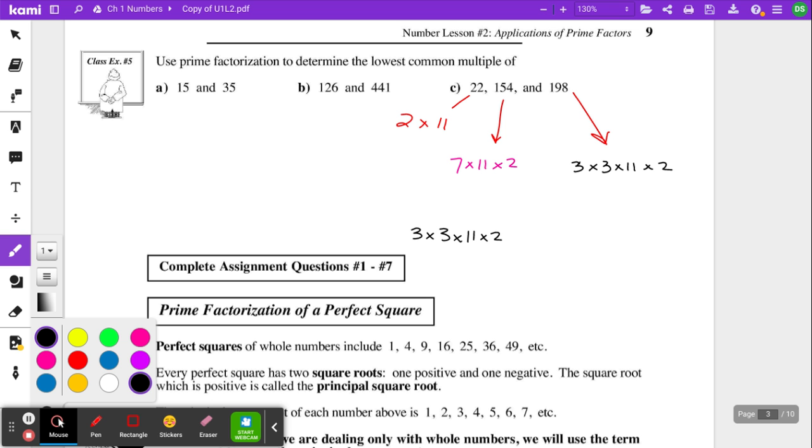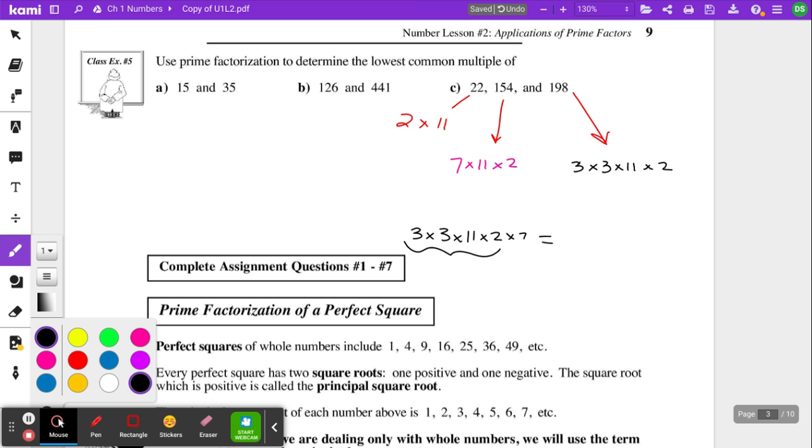What are we missing, Courtney? 7. You're missing the 7 because I got to be able to find a 154 in here. So there it is. There's my 154. I see it. Do I need anything from the 22? No, I already see a 2 and 11, so we're good. So really, to find out what your lowest common multiple was, take your 198 right here and times it by 7. That was it. Right?